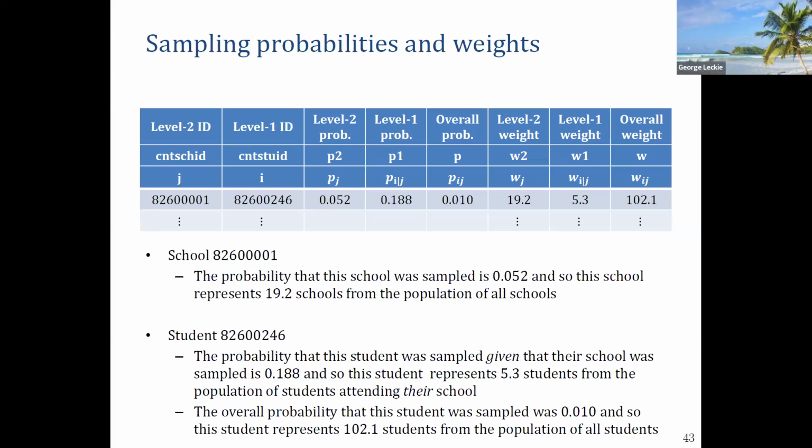Of course, if I take the school weight and I do 1 over it, I get back to the probability that that school's sampled. Overall weight, 1 over that, I get back to the overall probability that that student was sampled. And this is the conditional probability. So given that the student's school was sampled, what's the probability that a given student was sampled? 0.2. And so I've now got all 6 things I've been talking about.